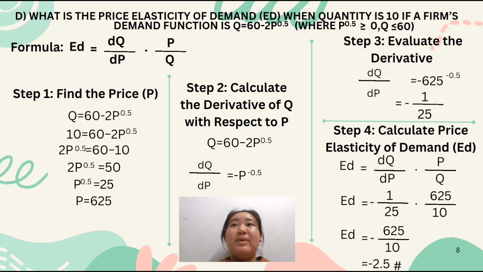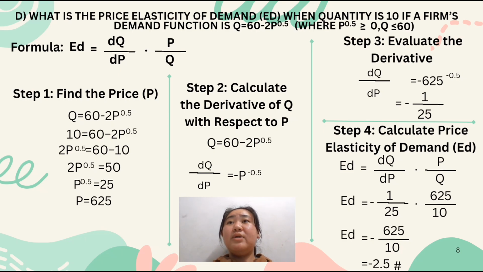Based on question D, what is the price elasticity of demand when quantity is 10 if a firm's demand function is Q equal to 60 minus 2p to the power of 0.5, where p is greater than or equal to 0 and Q is less than or equal to 60. The price elasticity of demand is an economic measure that indicates how much the quantity demanded of a product changes in response to a change in its price, essentially showing how sensitive consumers are to price fluctuations.